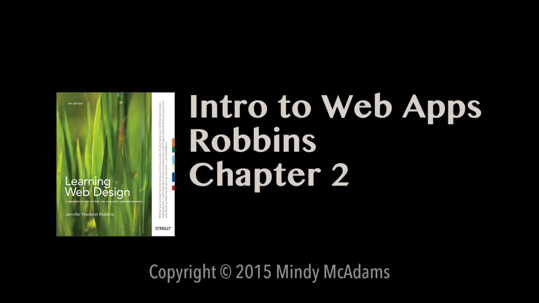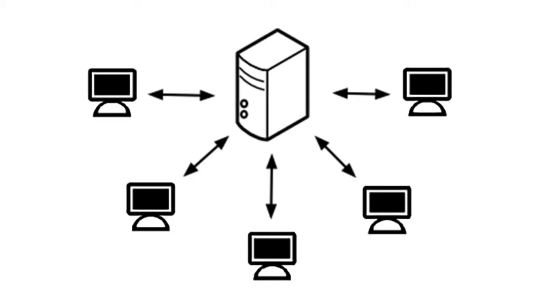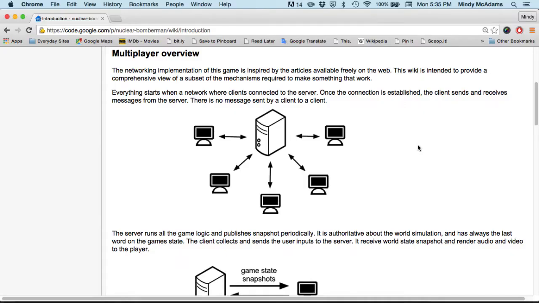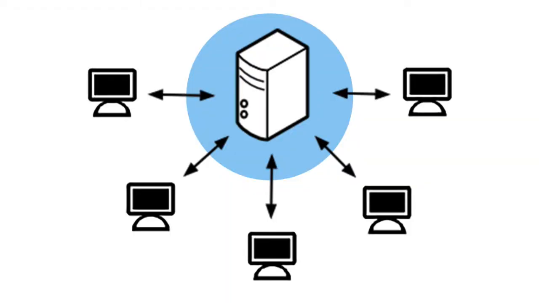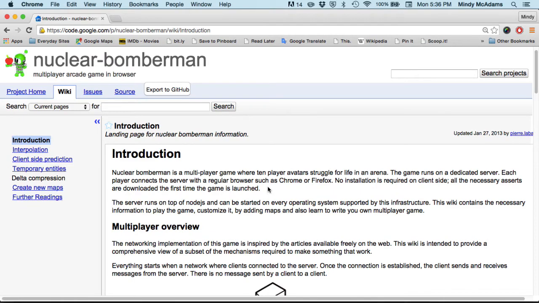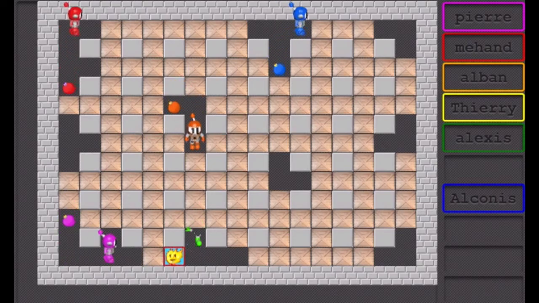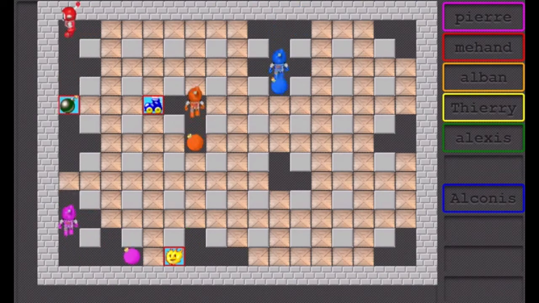I was searching for an illustration for client server, and I found this, which led me to this document about building a multiplayer game, which I found at the Google developers site. And I thought about multiplayer games. Everybody in the game has to be seeing the same thing. A server somewhere out there on the internet coordinates that. This page comes from the site for a game called Nuclear Bomberman, but all online multiplayer games are like this.